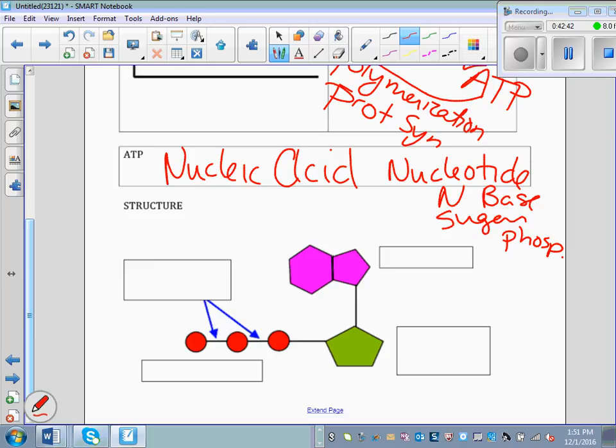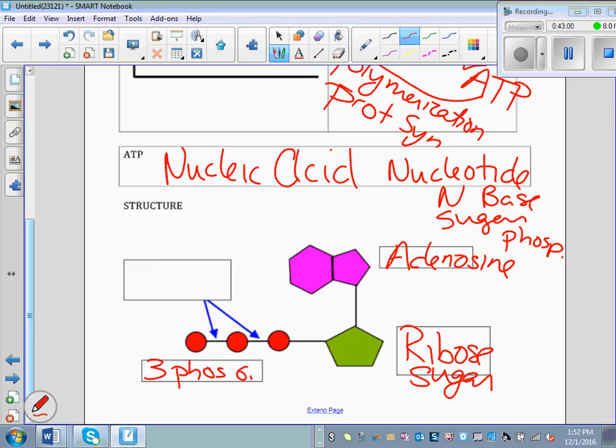So here's an example of ATP. Adenosine. This is my ribose sugar. And these are my three phosphate groups. These are weak bonds, weak covalent bonds.